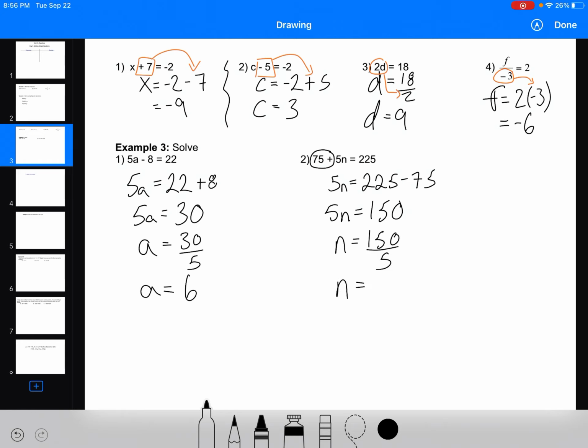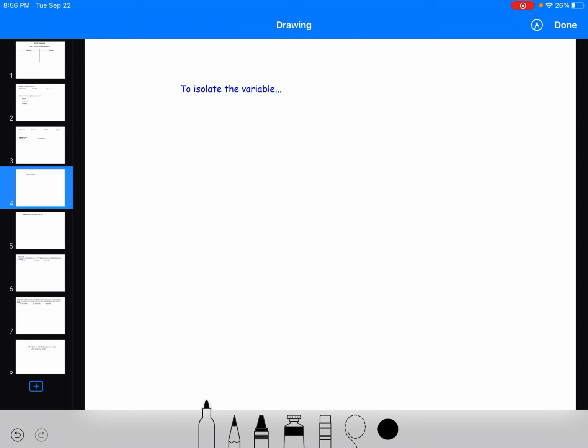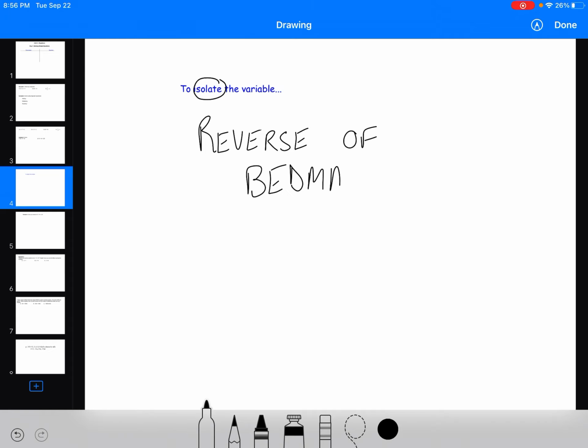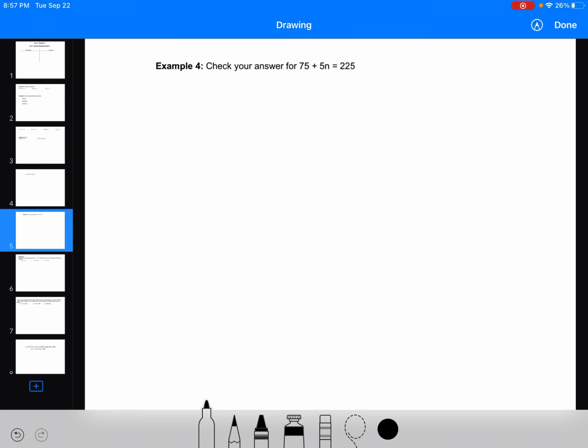We're going to get n equals 30. Okay, so when we're looking at isolating variables, when we're solving for variables, which is isolating, what we need to do is the reverse of BEDMAS. Okay, so we need to do our order of operations in reverse. We need to do SAMDEB to solve for those.